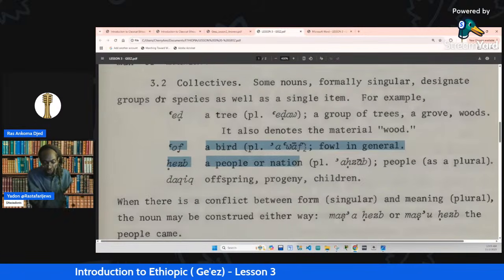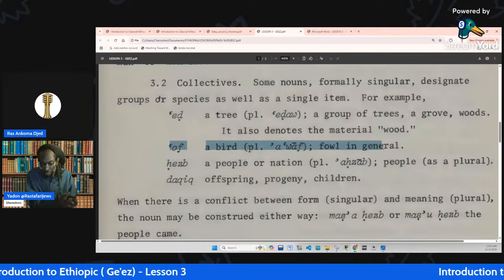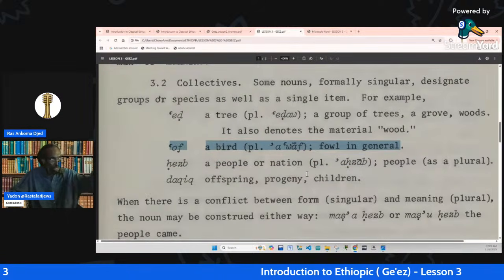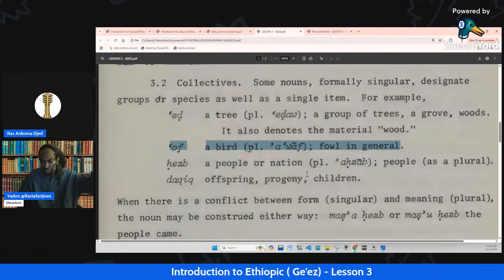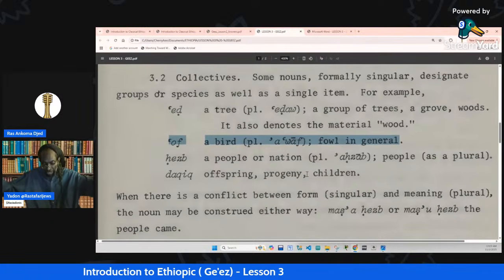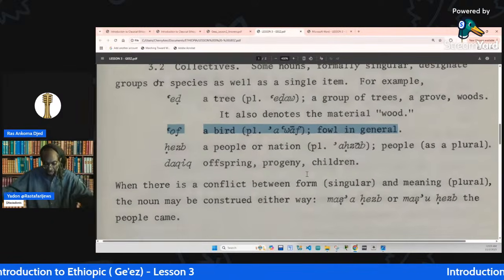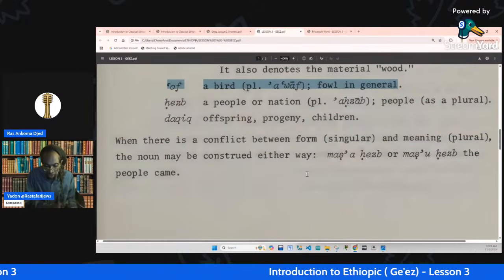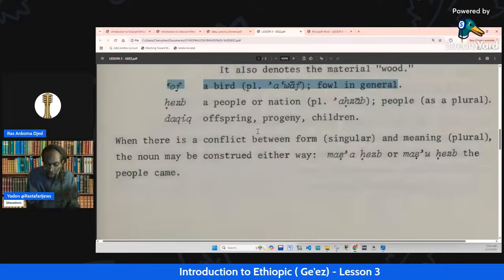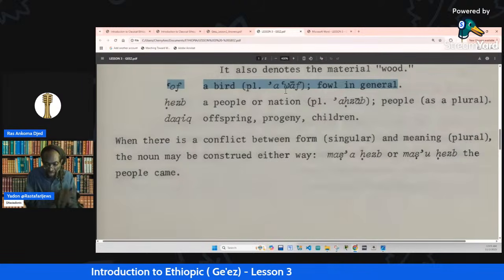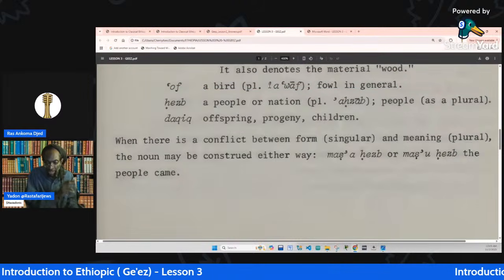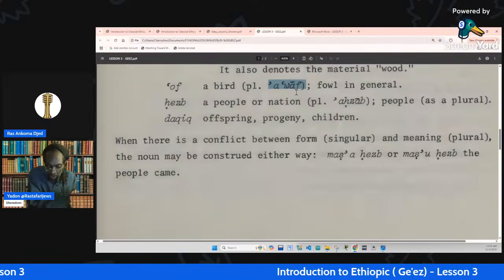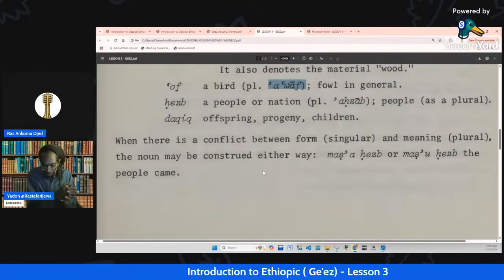But when we use the singular, off can also mean fowl in general, like the birds, the off of the samai, the bird of the air, but it can also mean the birds of the air. The proper plural is iwaf. So we have iwaf, off, birds.